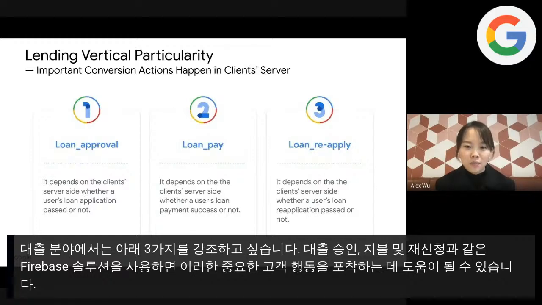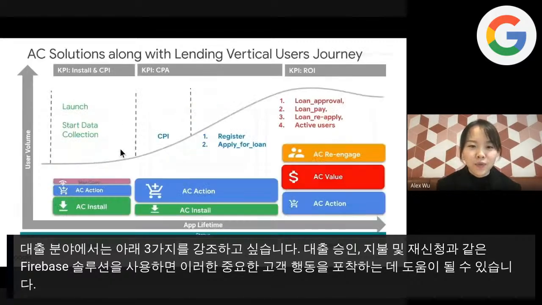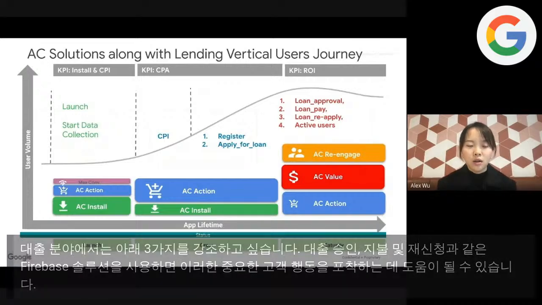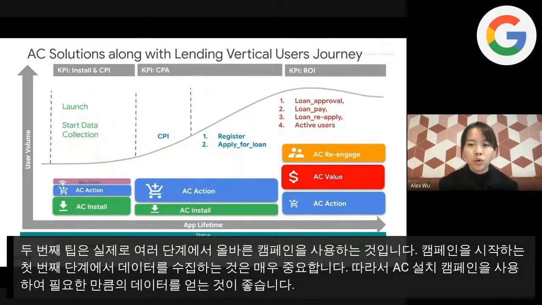The second tip is actually about using the right campaigns at different stages. So for the very first stage, when you launch your campaign, it's very important to collect user data. So we suggest you use AC install campaigns to help you get as much data as you need for the next stage. And over to you, Mike.